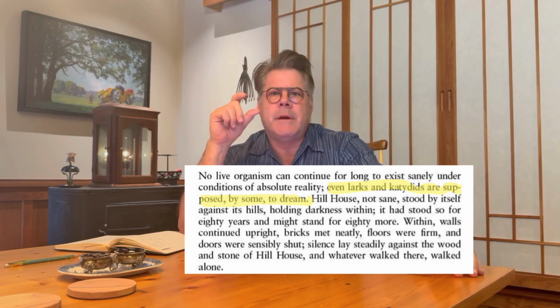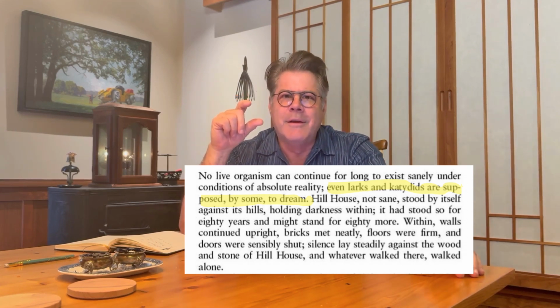Well, that little phrase makes the reader wonder, well, who thinks that? It's thought by some. Do I think that? Do others think that? Is it normal to think that or abnormal to think that? Mrs. Jackson starts to get us thinking about the very nature of reality. This focuses on her first statement that you can't remain sane under conditions of absolute reality. Now she's building on that. Even larks and katydids, first of all, where did she get those two things? That's brilliant. Larks and katydids. Anyway, they are supposed, comma, by some to dream, not by all.